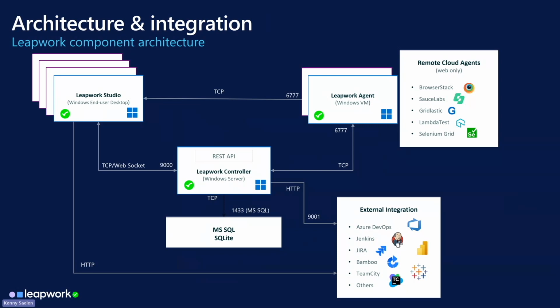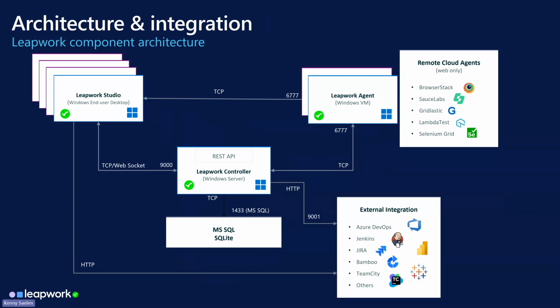An additional option, so we've stated here a Windows VM where you can install an agent on through the installer. So that's one of the options, but you're not limited to that option. There are also other ways to host agents with the remote cloud agents. So Browser Stack and Source Labs, Gridlastic, these solutions are there to kind of easily generate and scale up agents on the fly. So then both the studio and the agent will talk to the controller. They will do that through either TCP port 9000 or it's going to be a WebSocket. The Leapwork controller itself is also providing a REST API to do communication. We'll discuss the REST API in the next slide. So that's coming up. Then, as you can see, the controller itself uses the default MS SQL port to communicate to the SQL database that is below it. It's either going to be SQL database or it's using SQLite.